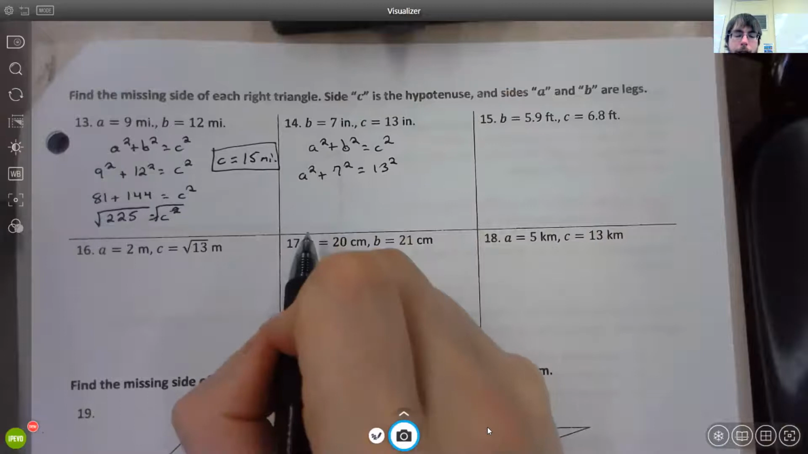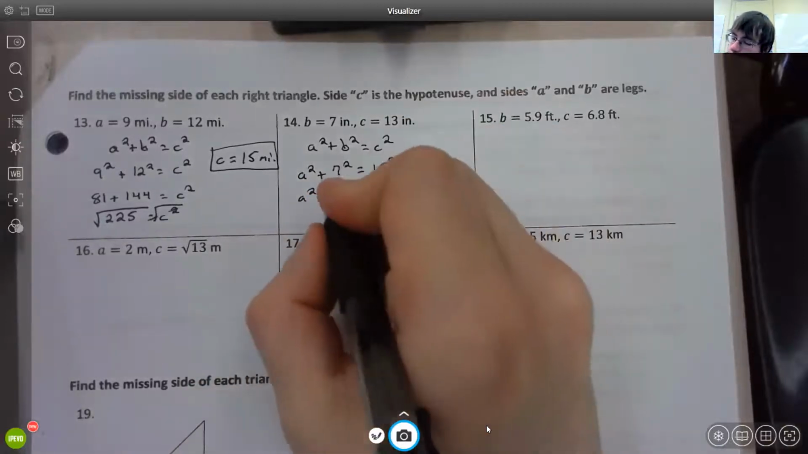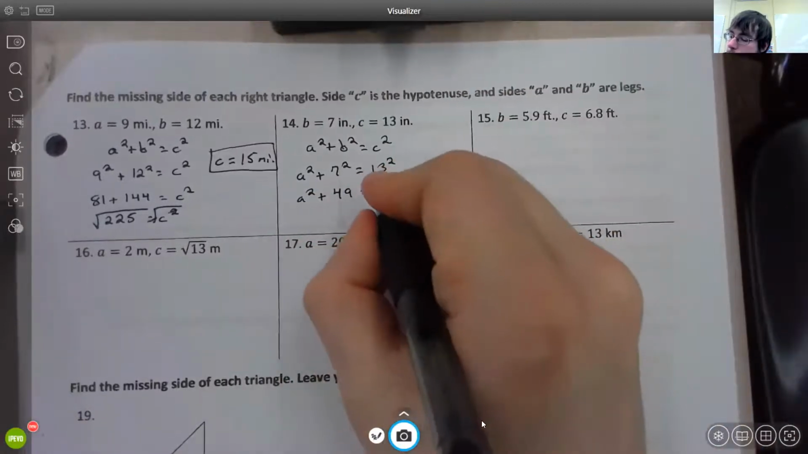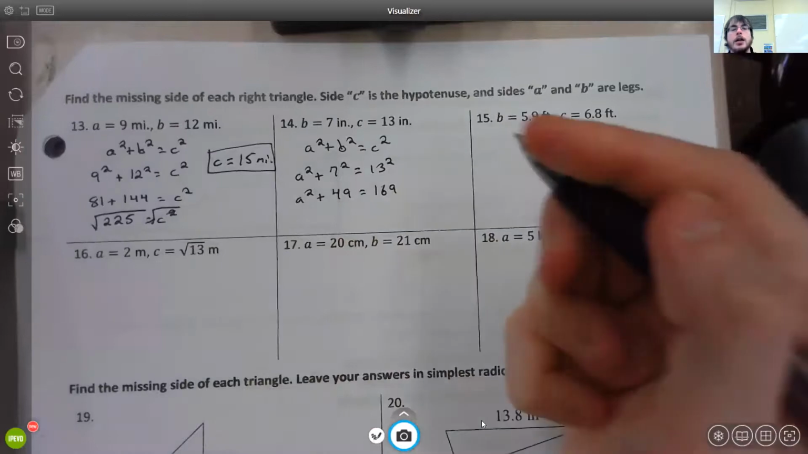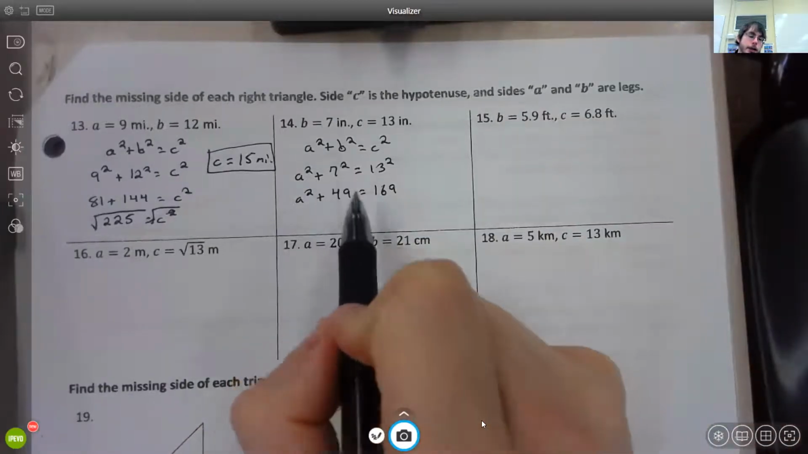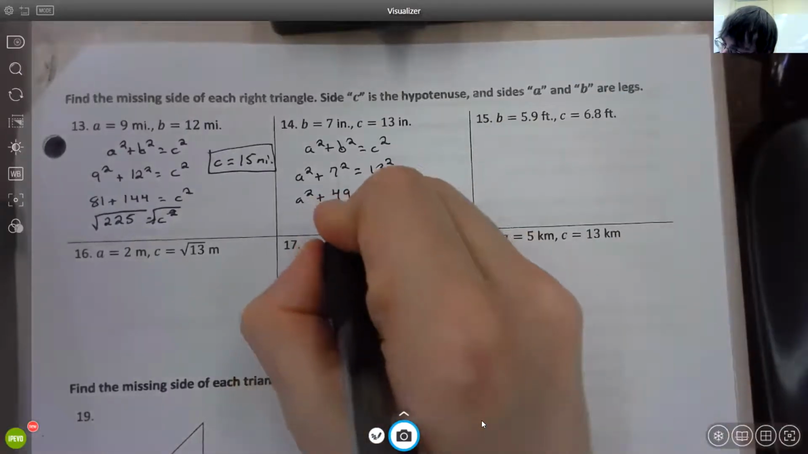Okay, we can't do anything with the a squared, so we just drop it down. 7 squared is 49, and 13 squared is 169. Well, we need to get the a by itself, and this plus 49 is not doing us any favors, so we need to subtract 49 from both sides to get rid of it.